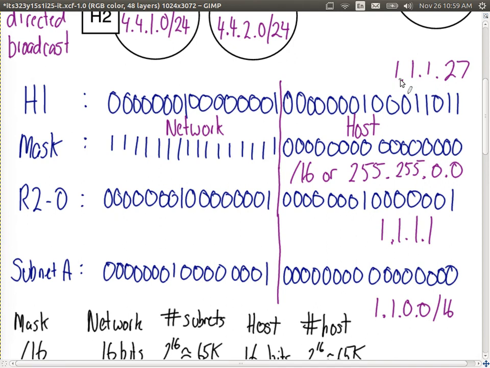H1, we chose 1.1.1.27. The first 16 bits are the same as our subnet address. The last 16 bits I chose in that case. Router 2 interface 0, the first 16 bits are the same. The last 16 bits are different from H1. They must be different from the other devices. I chose 1.1.1.1. Which values you choose is up to the operator of the network. If it's your network, you can choose whatever you like, as long as it meets the rules. In some examples, I'll choose easy ones to write down.